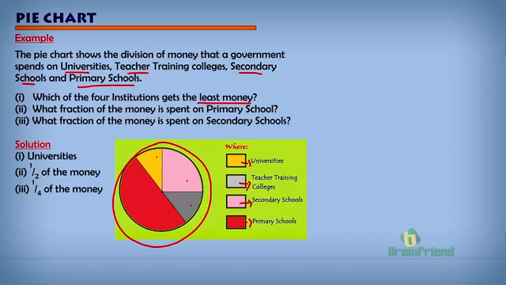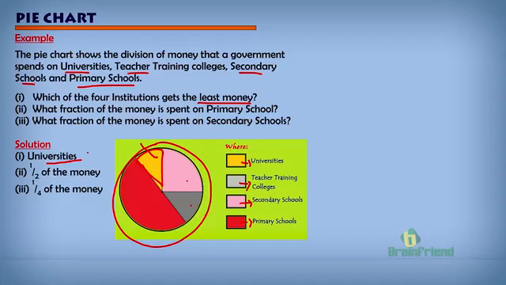So at a glance, we can quickly identify which sector belongs to the categories of institutions. Let's visit our question again. Which of the four institutions gets the least money? At a glance here, of course, we'll notice that the universities have the least slice, or the sector here is the smallest sector amongst other sectors in our pie. And that simply answers our question. Universities get the least money.